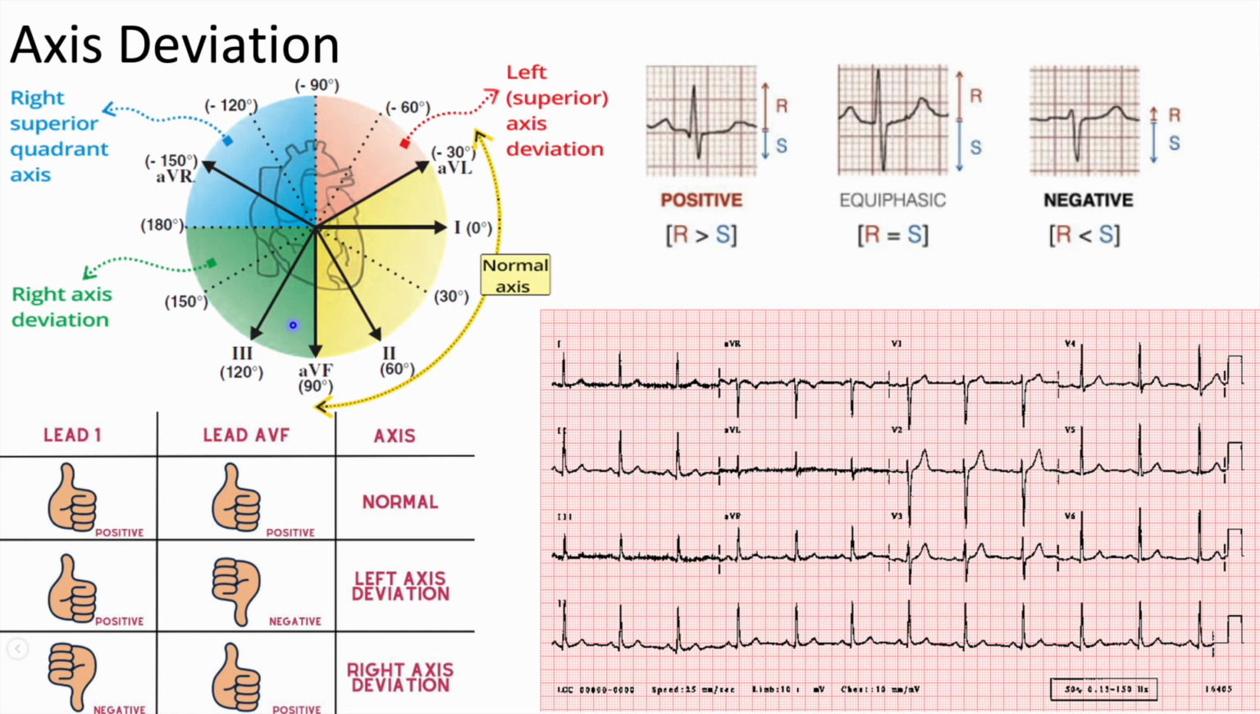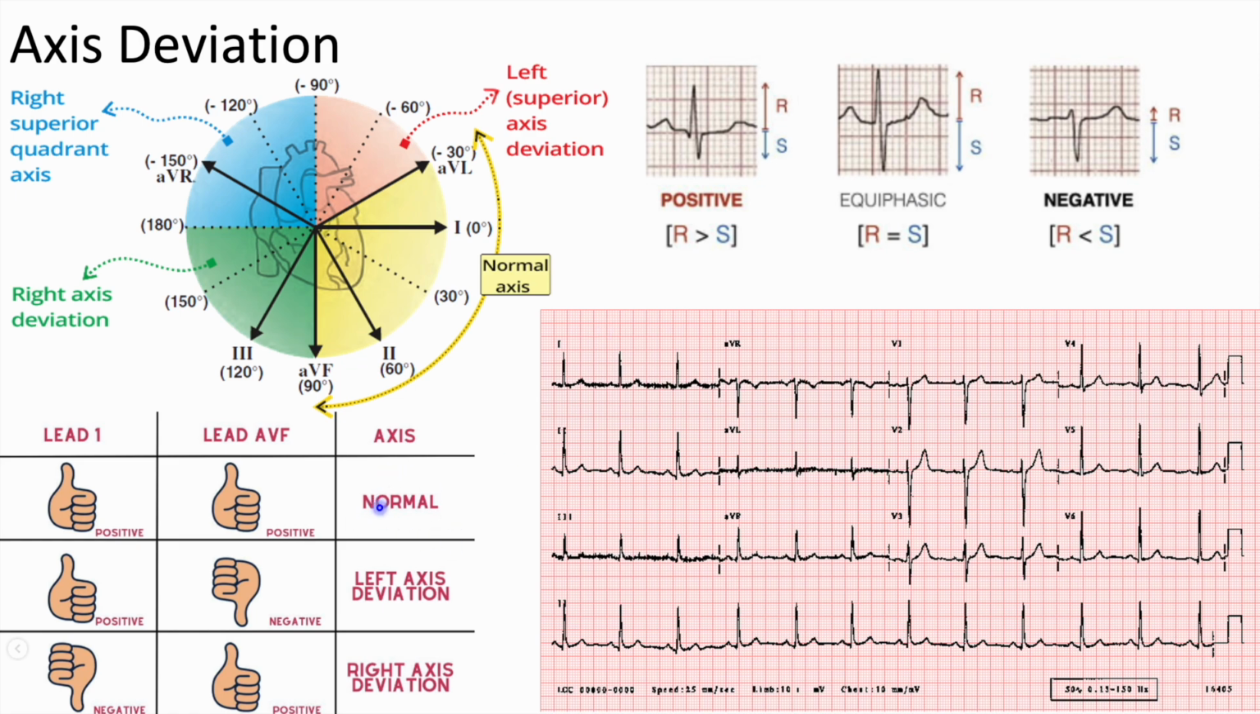And the way that you're going to tell that is by looking at leads 1 and lead AVF, and you can use this thumb rule, which a lot of people will refer to. And so you can use lead 1 as your left hand, lead AVF as your right hand. And you can hold your hands up if you need to, but if they're both positive, you get 2 thumbs up.